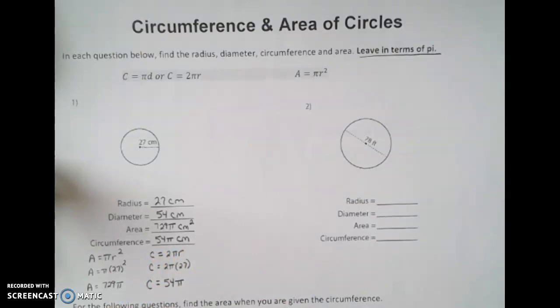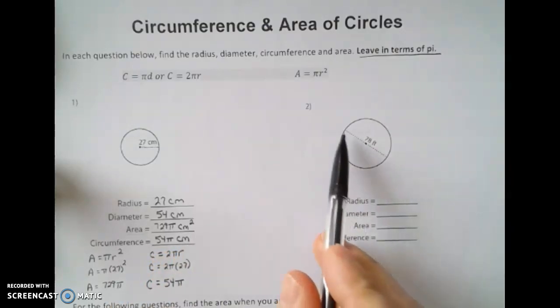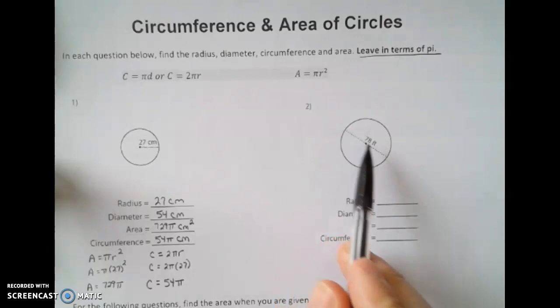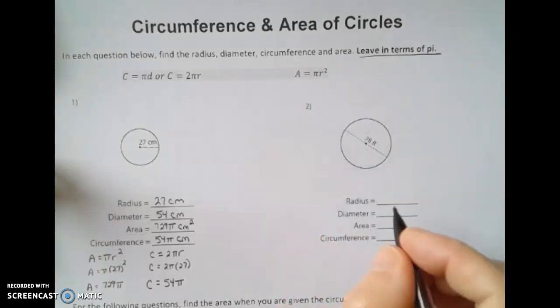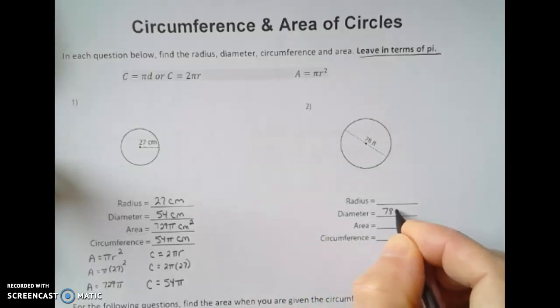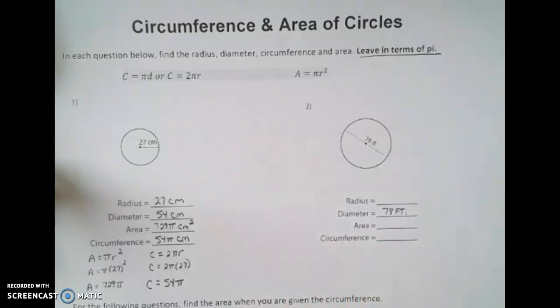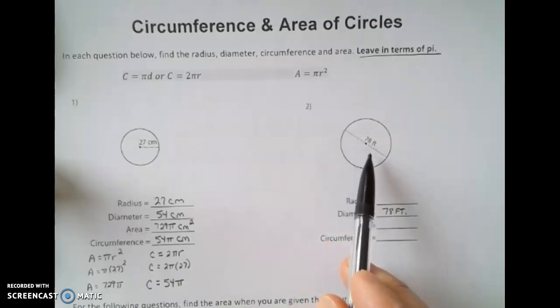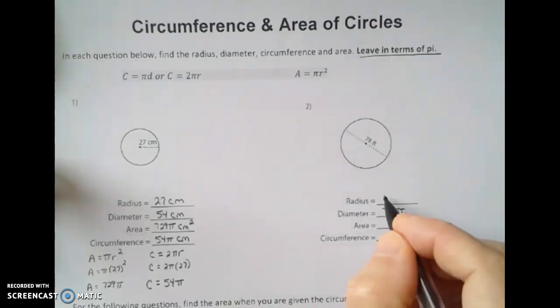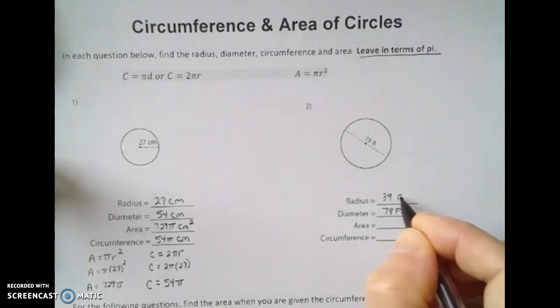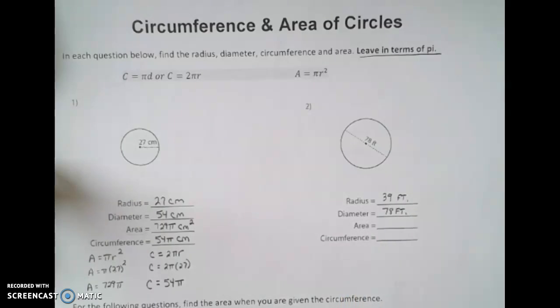In example number 2, this time we look at what's labeled, and this line segment starts and ends on the circle and goes through the center. This is the diameter. The diameter is 78 feet. In order to get the radius, remember that the radius is only half of the diameter. So we're going to take this value and divide it by 2. 78 divided by 2 is 39 feet for the radius.